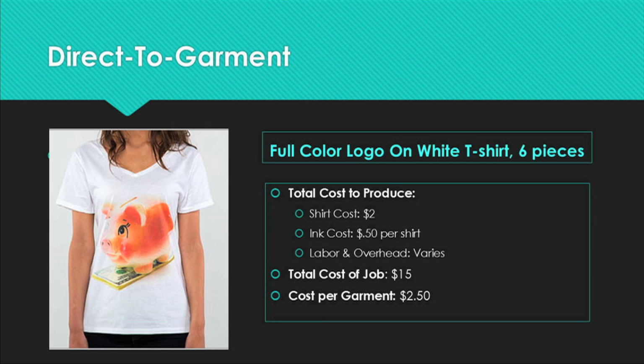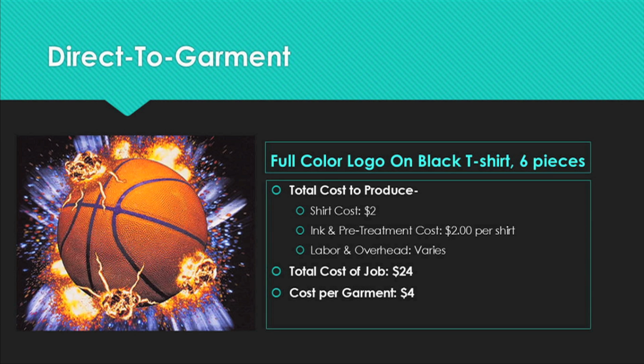Taking a look at the example on a black shirt, again, that full color logo, now we're adding, this is the same size for the design. We're saying this is going to be a 10 by 10 design on that black shirt, very similar to what Bob just printed on the direct-to-garment printer. So we've got our $2 shirt cost, but now with the ink and the pre-treatment cost, we're looking at about $2 per shirt. So we're going to increase our cost.